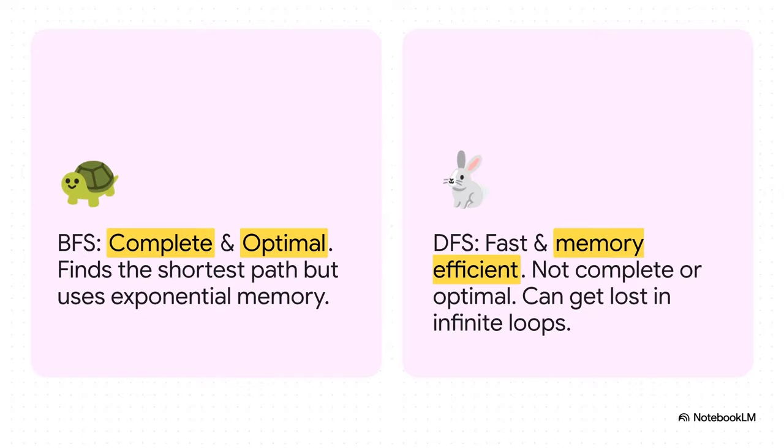It's all about the trade-offs. BFS, our cautious friend, is complete, which just means it's guaranteed to find an answer if one exists. And it's optimal, meaning it'll find the shortest one. But the downside is a monster. It chews through memory like crazy. DFS, the reckless one, is super fast and light on memory, which is awesome. But, and it's a big but, it's not complete. It can literally get stuck in a loop forever. And it's definitely not optimal. The path it finds is often not the best one.